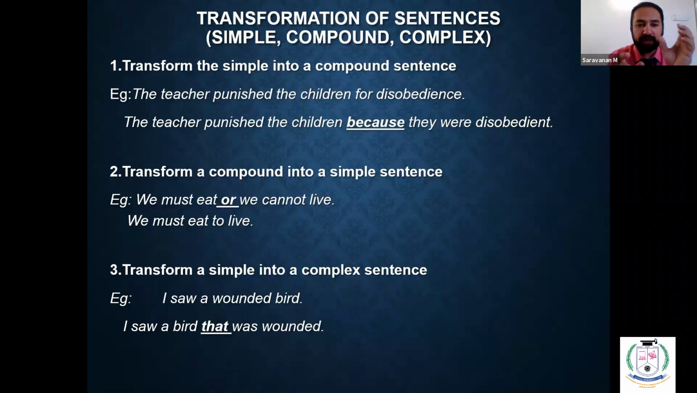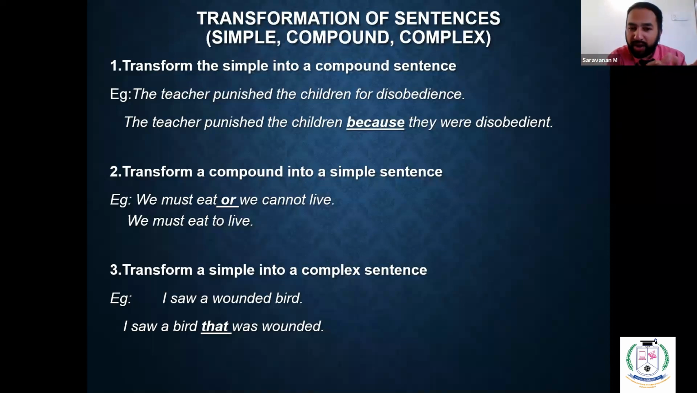We must eat is an independent clause. We cannot live is also an independent clause. These two are joined together with the help of the coordinating conjunction or. We must eat or we cannot live. Now, when we convert it to a simple sentence, it becomes: we must eat to live.